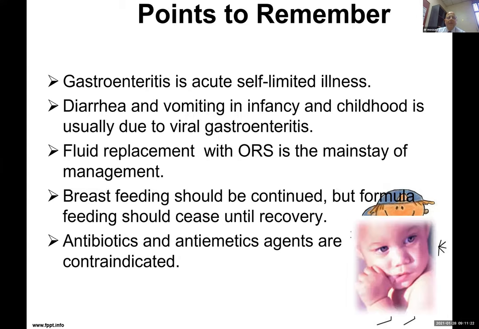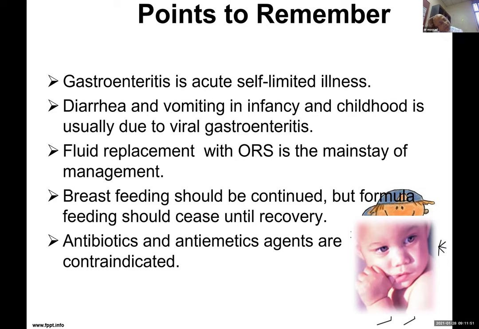Okay. So remember that gastroenteritis in many situations is an acute and self-limited illness. Diarrhea and vomiting in infancy and childhood is usually due to a virus. And remember that the most common virus is rotavirus. And we now have a vaccine for rotavirus. Do you know it, Rotarix or another brand?